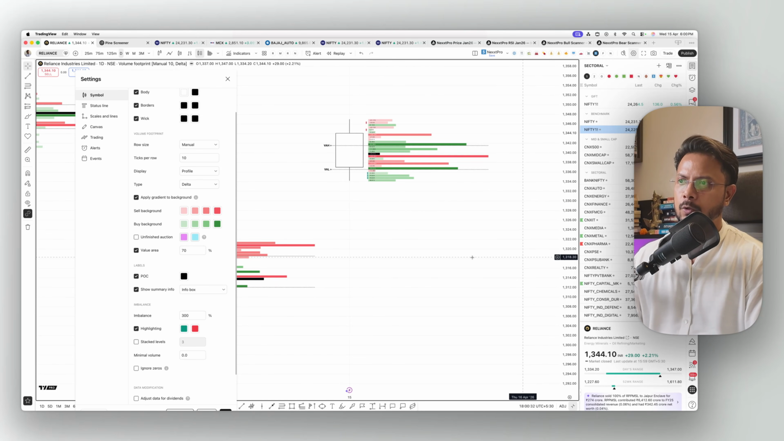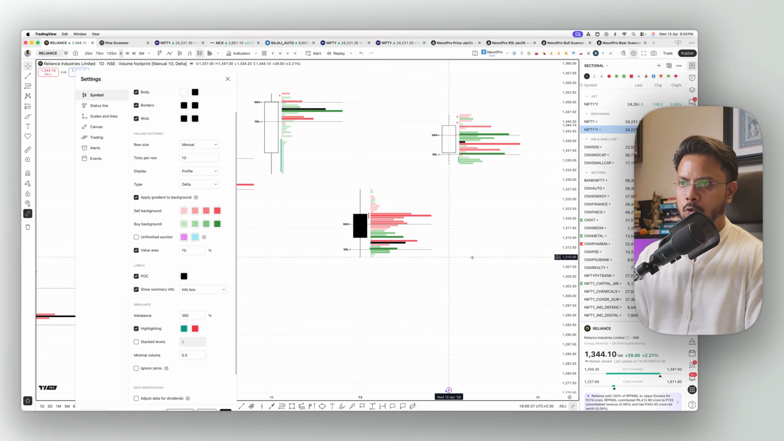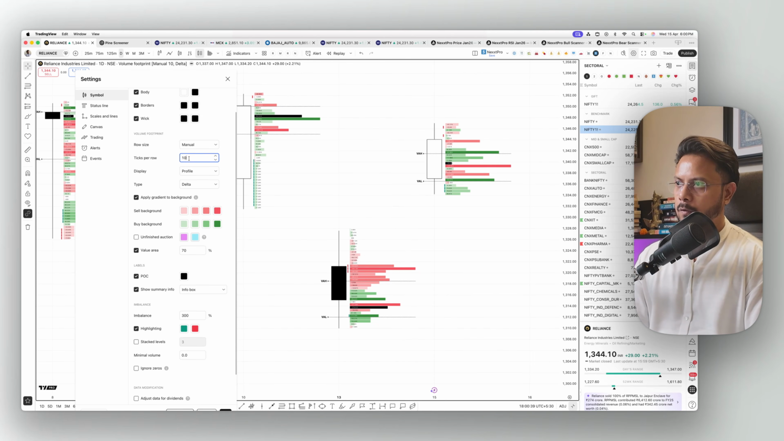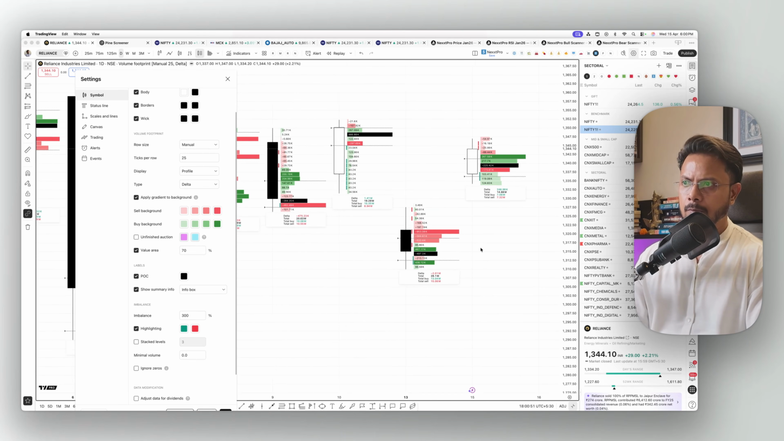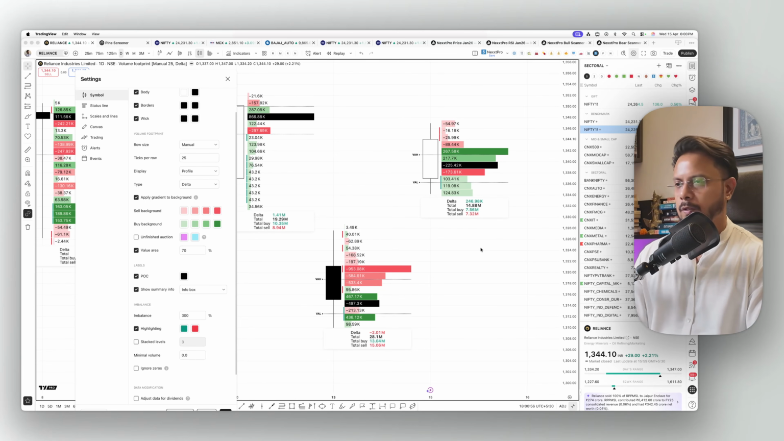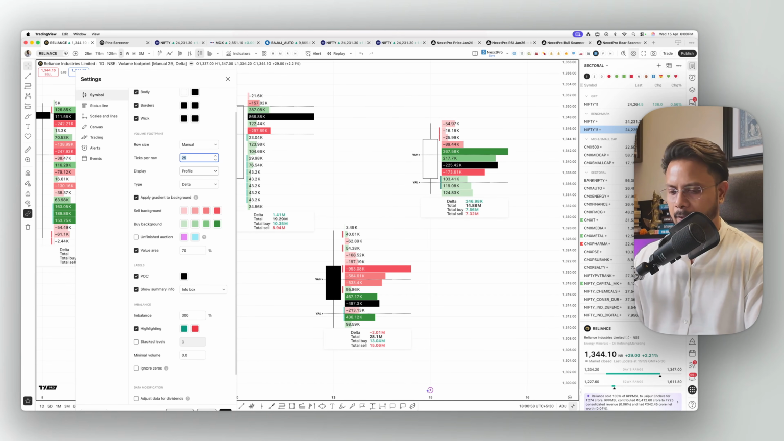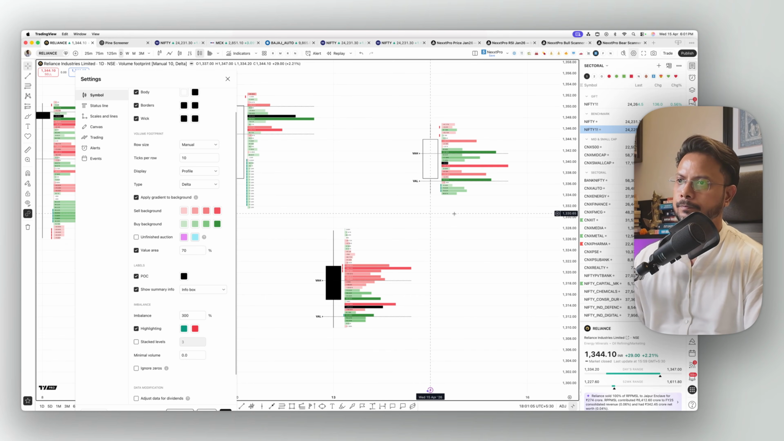One thing I have found useful, if you find it difficult to zoom in and zoom out in a volume footprint chart, is to increase the ticks per row, because increasing the ticks per row will make the rows wider and give you the candle, this box, and zooming in and out will be relatively better, depending on which stock you are using. I, however, prefer manual around 10 because it covers the highest point as well as the lowest point of every candle. I like this.